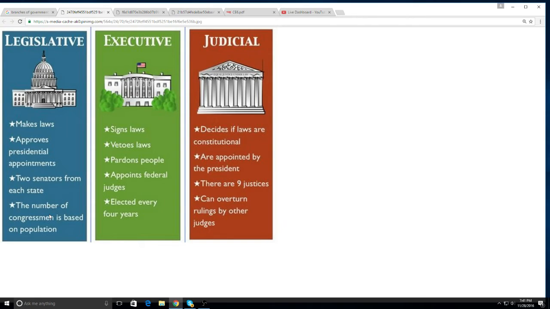So anyways, let's go to the executive branch. So again, this is our branch with the president, vice president, his cabinet. So we have signs laws or veto laws. So if these guys make a bill, they can sign or veto it. We'll get into later how they interact when we get to checks and balances. They can pardon. Pardon means basically, here's your get out of jail free card. Okay?